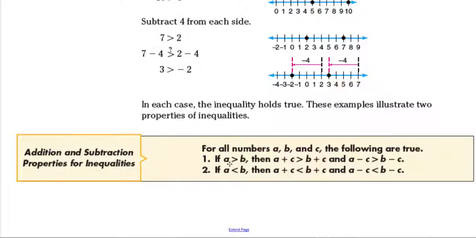For all numbers a, b, and c, the following are true. If a is greater than b, then a plus c is greater than b plus c, and a minus c is greater than b minus c. And if a is less than b, then a plus c is less than b plus c, and a minus c is less than b minus c.